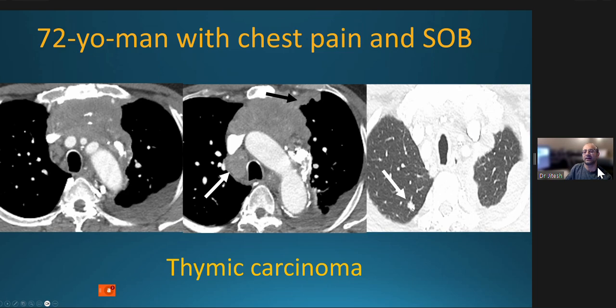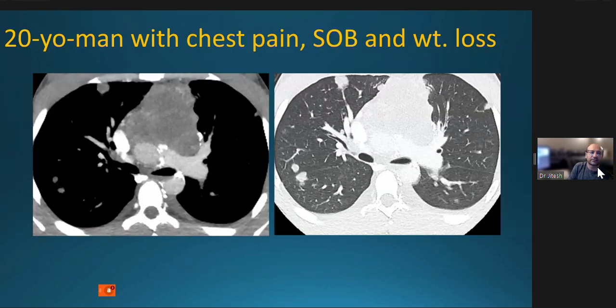So when we see this imaging pattern, a mass which looks like an invasive tumor, it might have calcifications. It's invading the mediastinal structures. It has lymphadenopathy. It is going to the lungs. It might be going outside the chest also. So when we have this imaging pattern in an older patient, then you think about thymic carcinoma. Okay, again, we cannot make a definitive diagnosis based on imaging, but we can suggest this could be a thymic carcinoma, and the definite diagnosis comes on biopsy. So that was a case of thymic carcinoma.